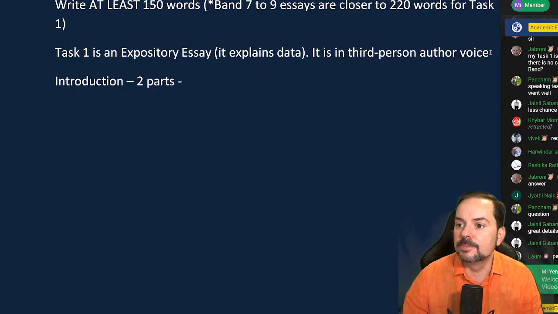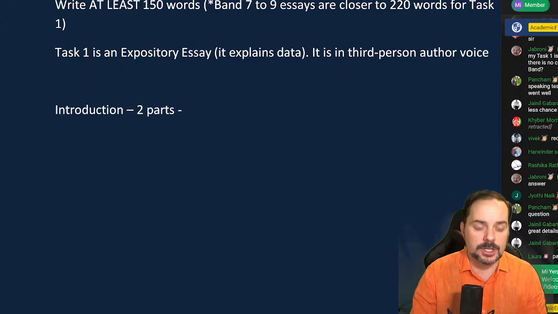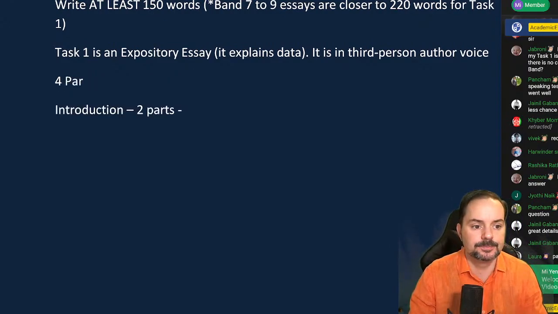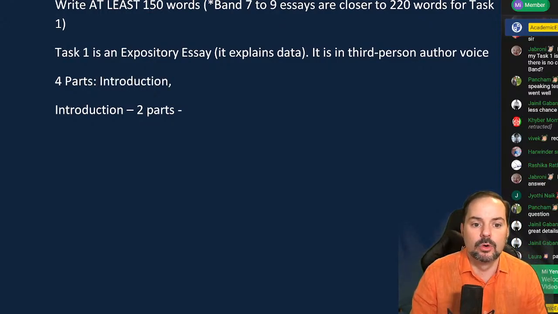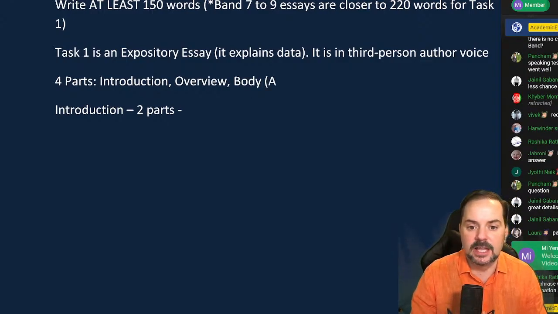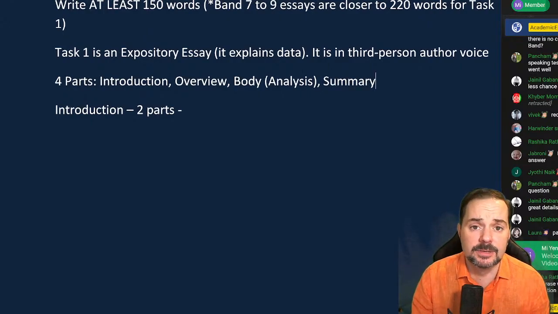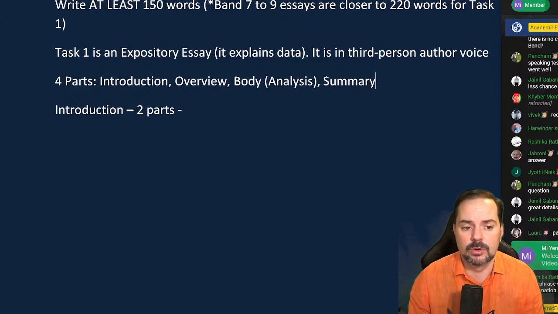Okay, so it's in third-person author voice, yeah. And it has 4 parts, okay? So the 4 parts are the introduction, overview, body, or we also call that the analysis, okay? And a summary. And yes, the summary is important if you want to get a high band score. Okay. All right.